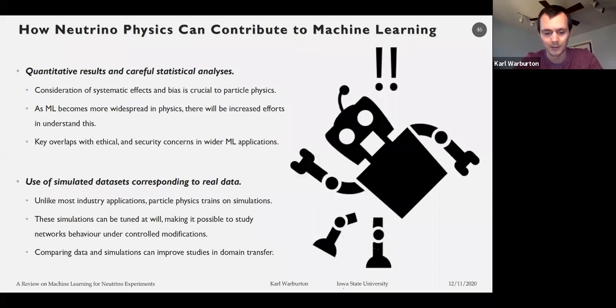It brings about ethical and security concerns, and the problems themselves are very similar to the things that we're trying to grapple with in particle physics.